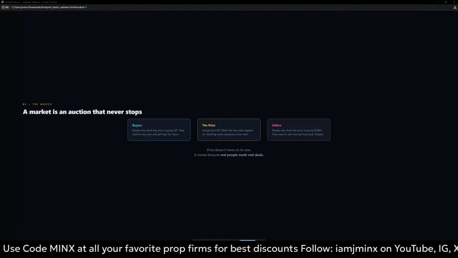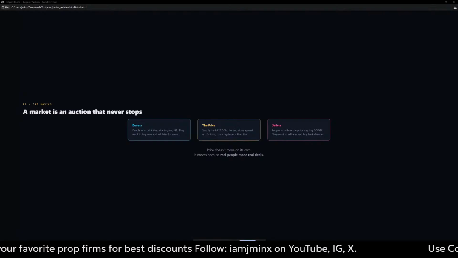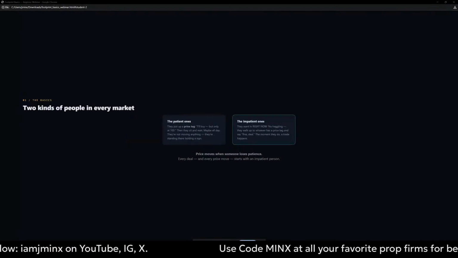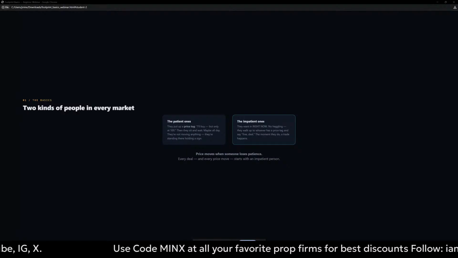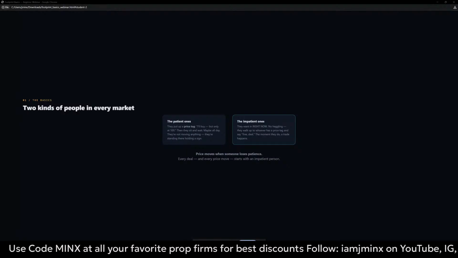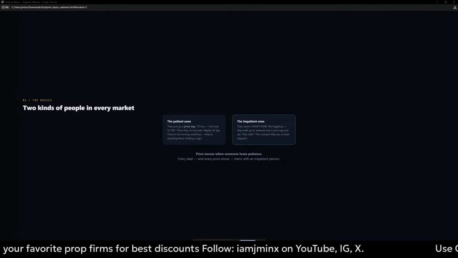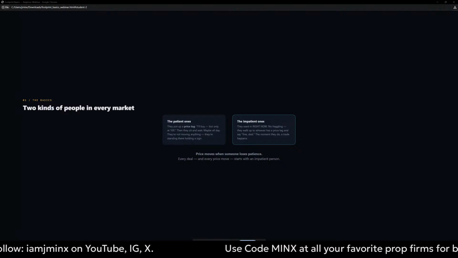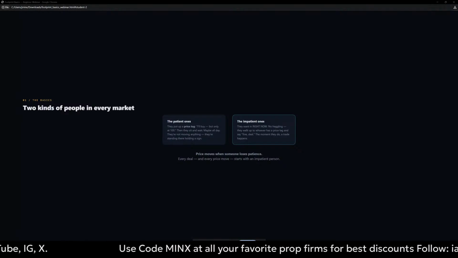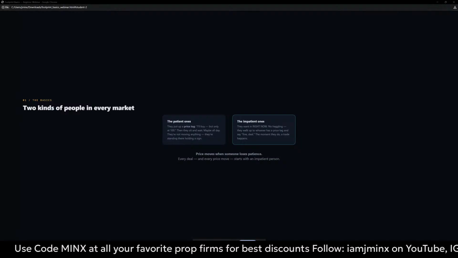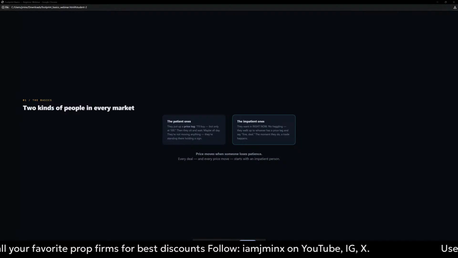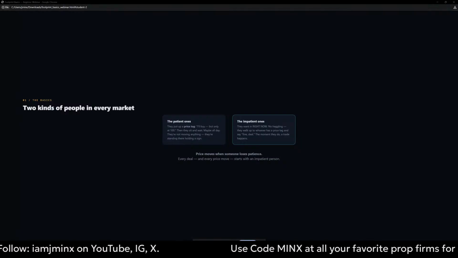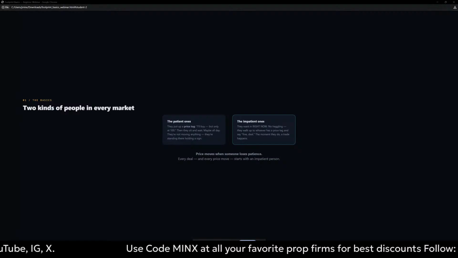All right, so now in this auction, not everyone behaves the same way. There are two kinds of people in every market: patient versus impatient people. The patient ones put up a price tag. They say, "I'll buy, but only if it drops to 100," and they place that order and they wait. Maybe they wait all day, maybe all week. They're not moving the price. They're just standing there with a sign.